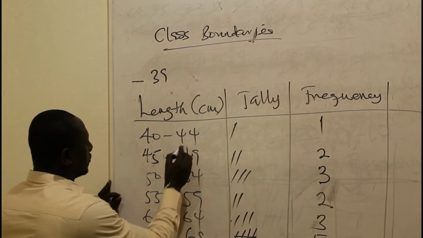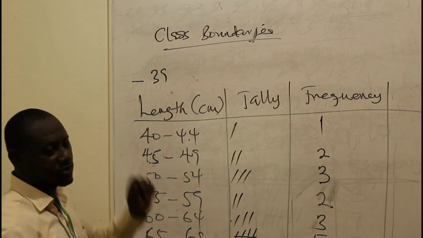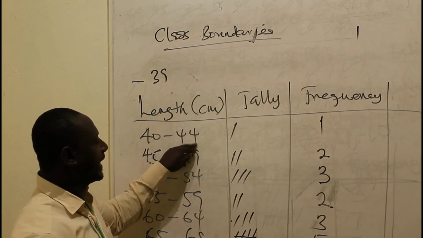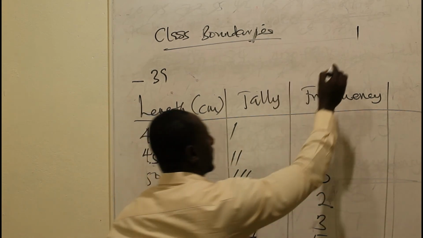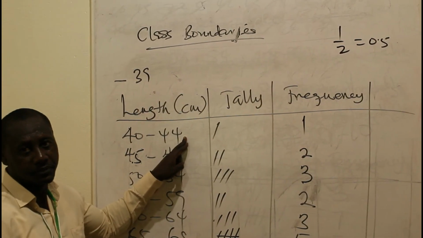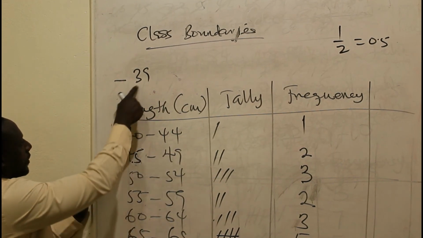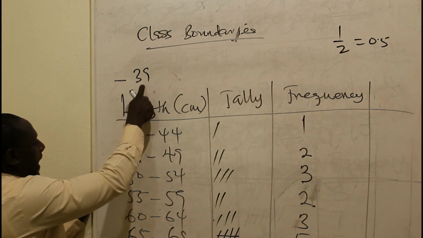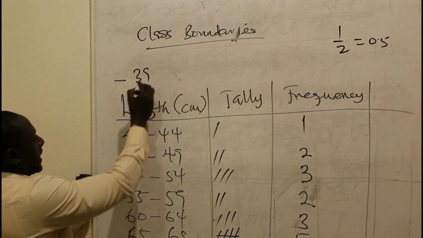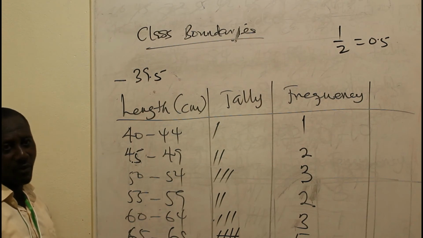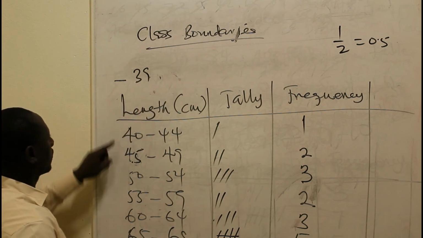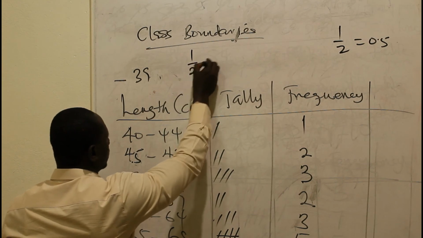So between this 44 and 45, there is a difference of 1. And so to get that point where this class can end, we are going to divide this by 2, and that is going to give you 0.5. So that 0.5 is going to be added to this one. And when we want to go back, we get to 39. That is the upper class limit of the class that comes before the 40 to 44. And so that one too is going to end at 39.5, because between 40 and 39 the difference is also 1. We divide that by 2, and that also gives you 0.5.